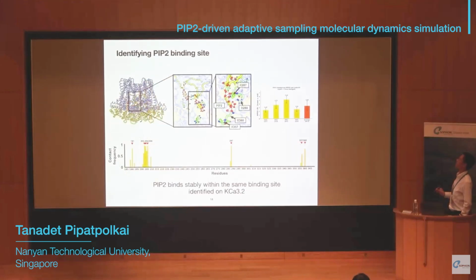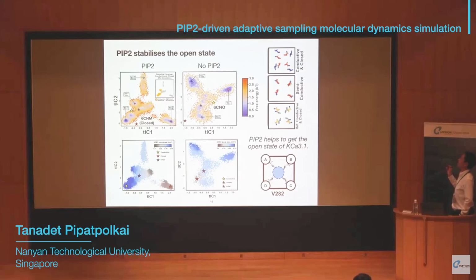Well, again, we need to identify the PIP2 binding site. And this time, instead of using coarse grain simulation, we took the coordinates of PIP2 from KCA 3.2 and ran short MD simulations on this. And here we obtain the key binding site located here, and it's the same residue as in KCA 3.1, and they bind very stably, as you can see here with the low RMSD at about 3 angstrom. So this suggests that the PIP2 binding site is highly conserved amongst all the KCA channels. But it's not just that. It also helps stabilize the open state.